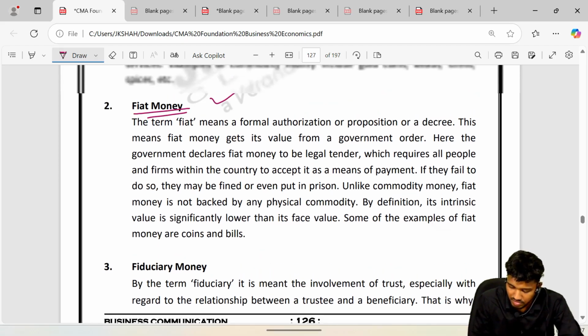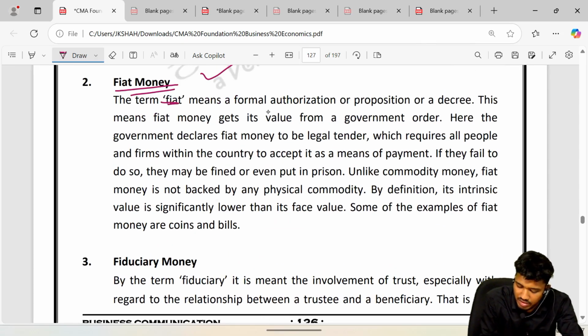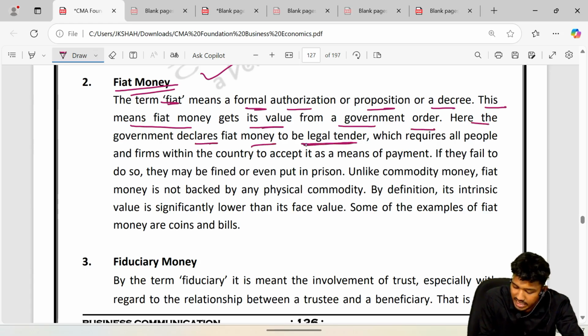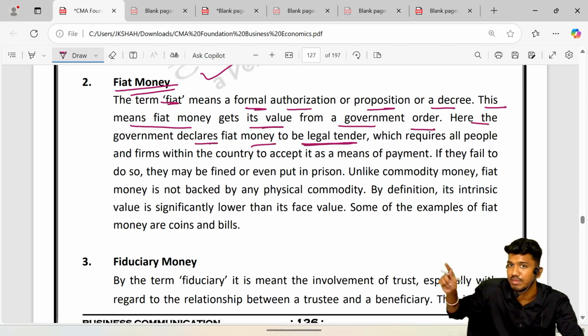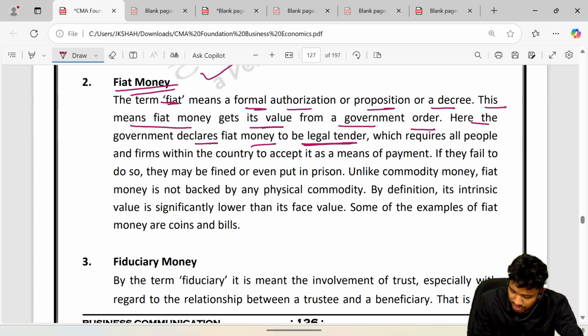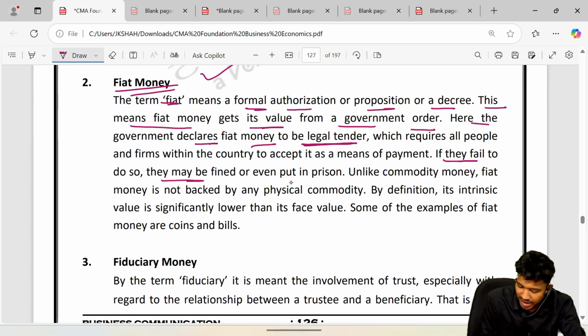See here. The term fiat means formal authorization or proposition of a decree. This means the fiat money gets its value from a government order. Here the government declares fiat money to be legal tender. It means that everybody is required to accept that money in day-to-day transactions. If they fail, they may be fined or even put into prison.